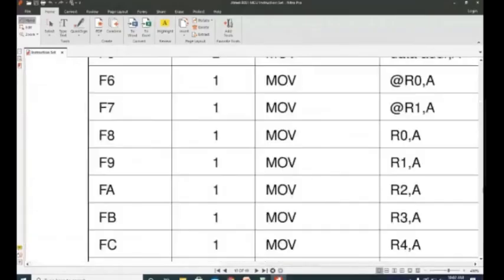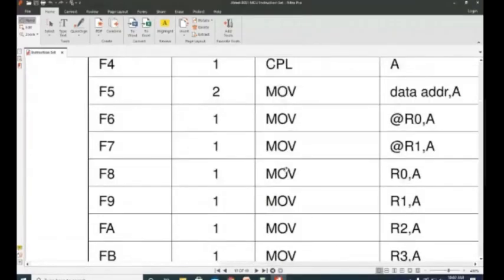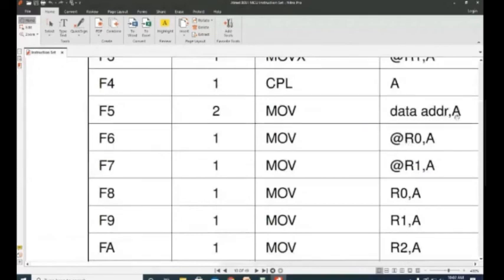Okay. F5, MOV data address, A. Data address is 4. Data address 4. The content of the accumulator has to go to the fourth data address, and if it is F5, it will understand that.